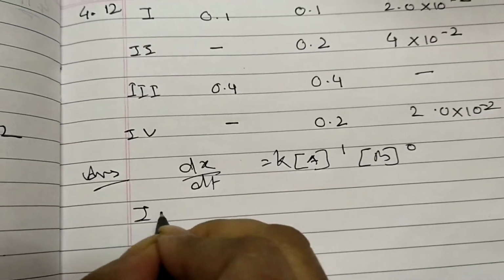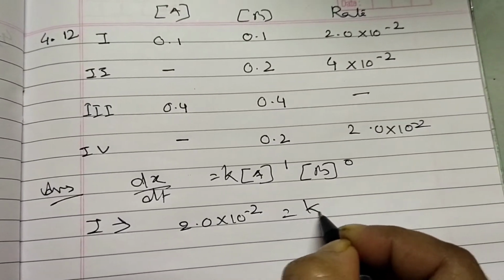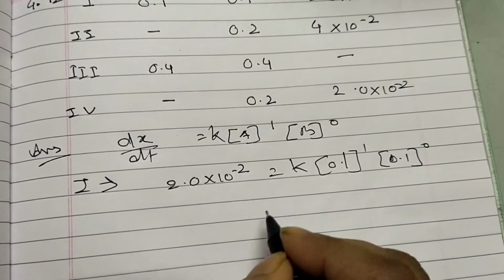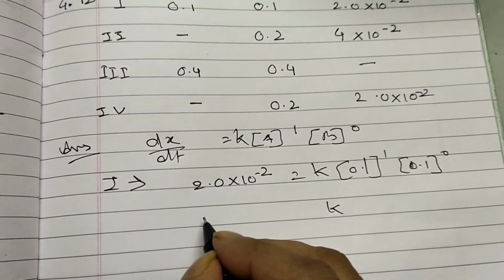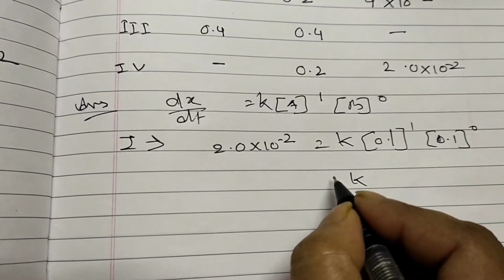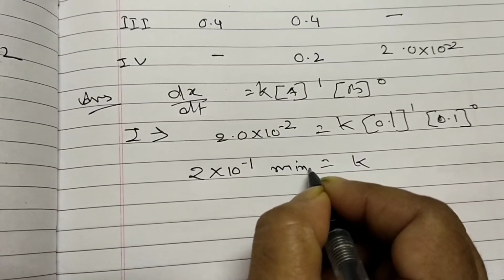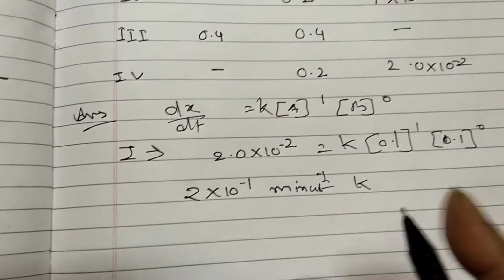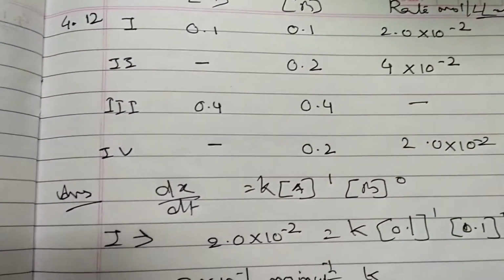Now from experiment 1, what we can get here: 2.0 into 10 to the power minus 2 equals k, 0.1 to the power 1 and B, 0.1 to the power 0. So what will k be? 0.1 means minus 1 will be coming here, so 2 into 10 to the power minus 1 will be coming. That means k equals 2 into 10 to the power minus 1 minute inverse. It is minute inverse because the concentration is given in mole per liter per minute. Okay, next one.